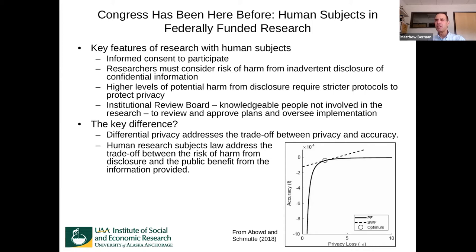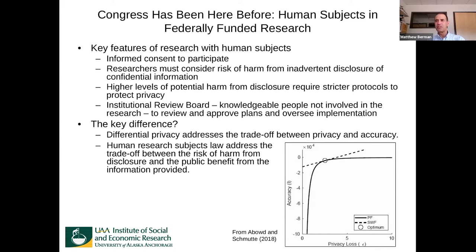And if there's a data privacy breach, we have to report it immediately, and they could shut down our study and possibly sanction us. And so, the key difference with this and differential privacy is that we're familiar. Differential privacy addresses a trade-off between privacy and accuracy.